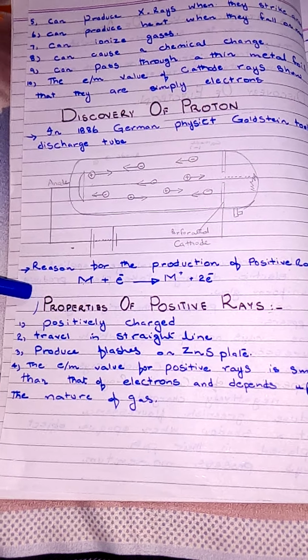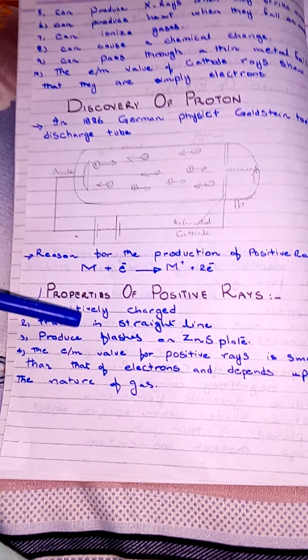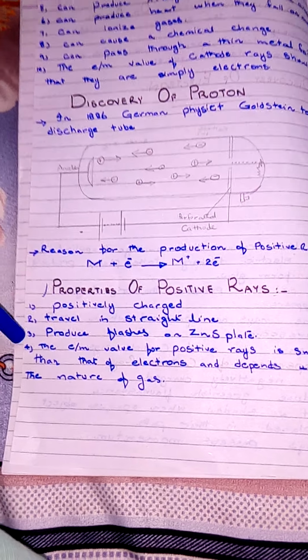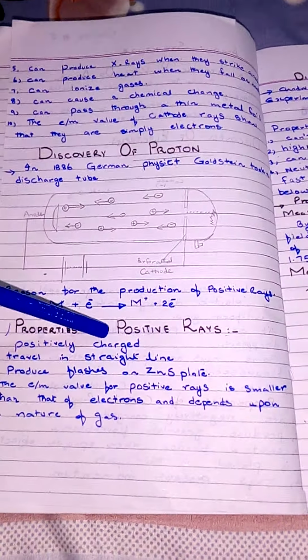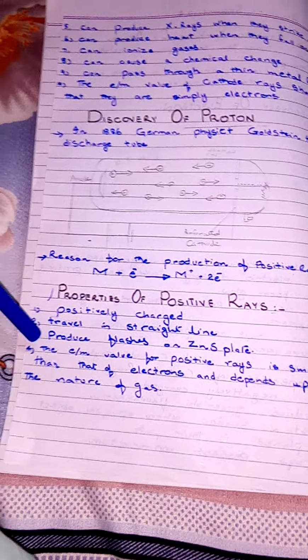Now we will study the properties of positive rays. Positive rays are positively charged. They travel in a straight line. They produce flashes on the zinc sulfide plate. The charge per mass value of positive rays is smaller than that of electrons and depends upon the nature of the gas.